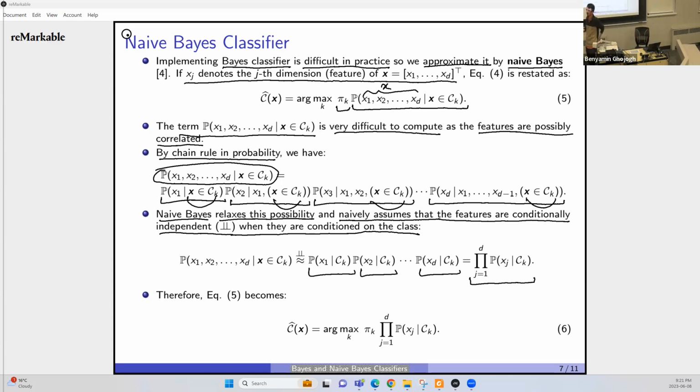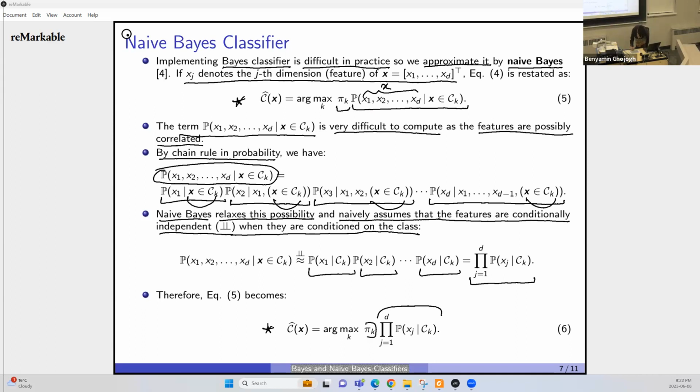Obviously, it is wrong because the features are correlated. But consider an image of a face. Of course, pixels are correlated. This pixel is correlated to its neighbor pixel, the colors, the texture, and everything. But if you apply naive Bayes on face image data, it says I assume all of the pixels are uncorrelated, unrelated to each other. That's why it's naive. Therefore, equation 5 becomes this. I can write this joint probability as this.